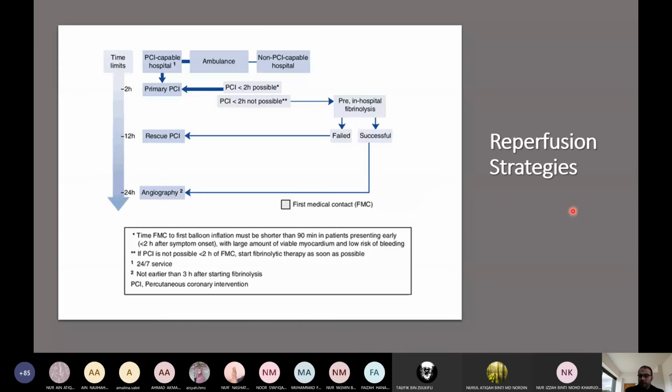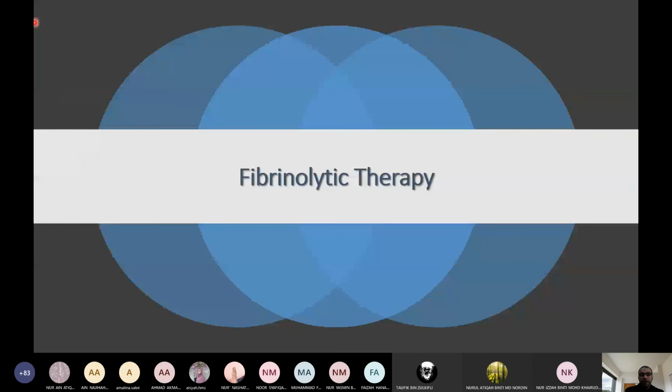So reperfusion strategy, as we mentioned, we have the primary PCI that can be offered up to 12 hours, and then later will be assessed. Another one will be rescue PCI, and later will be the angiography, the elective one. So now we understand the supportive measures or supportive therapy. We hopefully highlighted the antiplatelet and the anticoagulant, which is the main one, okay?